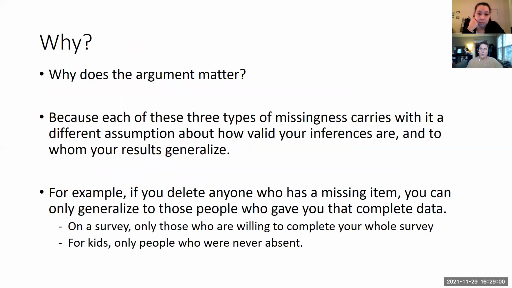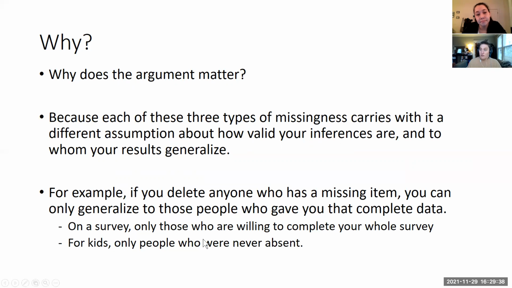Okay. So why does that argument matter? Why would I ever want to make that argument about what should or should not be missing? It's because each of these three types of missingness, even though they're really purely theoretical, just like our COVID distinction, carry with it slightly different assumptions about how valid your inferences are and about to whom your results generalize. But really, these are just logic, and so I'll walk you through them. And I think that you'll make that connection pretty easily because it's sort of a logic-based problem, not a statistics or a math problem. It's just a logic problem.